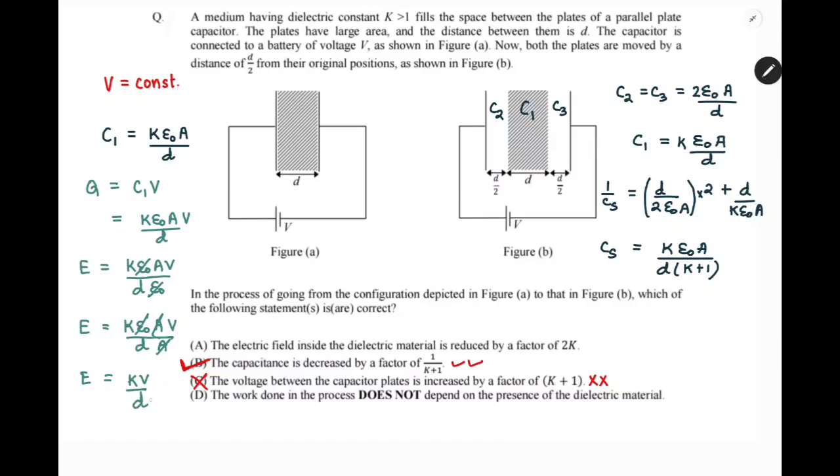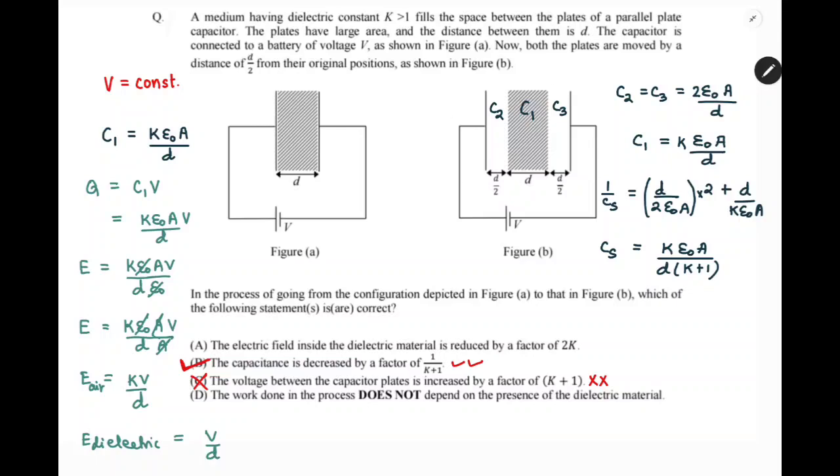So K times V by D is the value of the electric field when the region is filled with the dielectric. Now this is E in the case of the dielectric, and E in the case of air will be written as V by D.